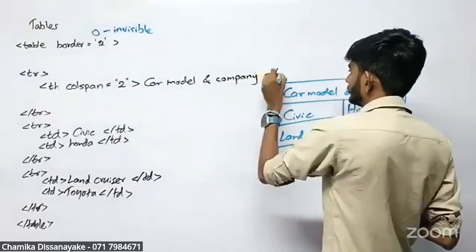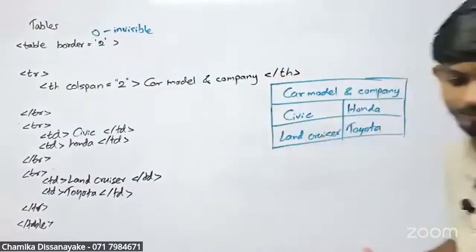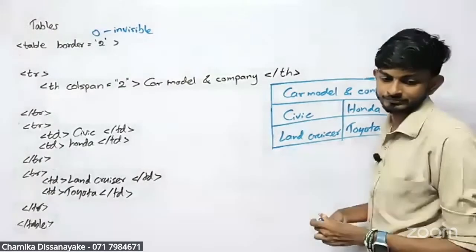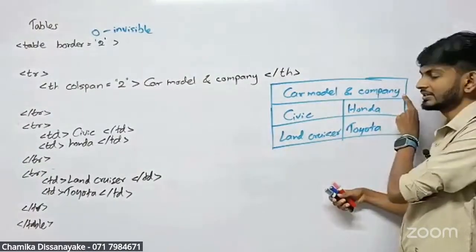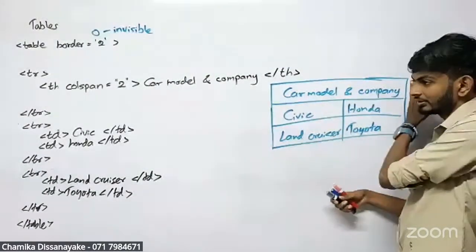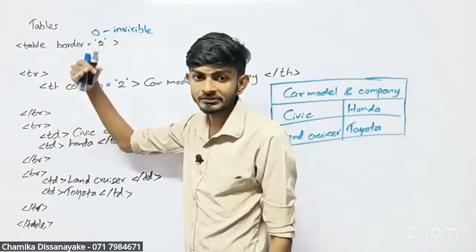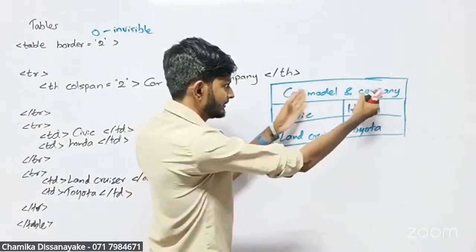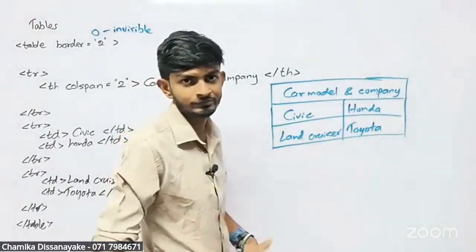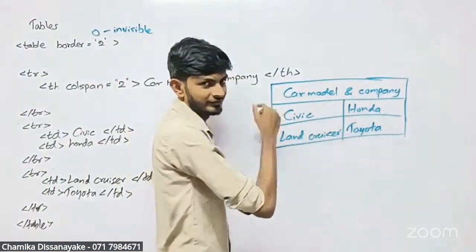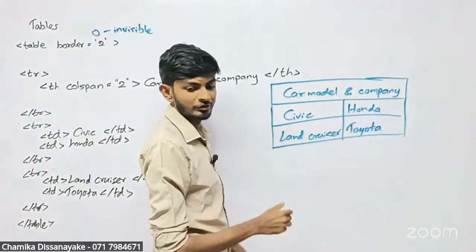So then I can close the heading like this, which means this is the end. Then I have to close the row. So I'm going to close the row. There is no other heading, which means there are no two cells. There is only one cell.